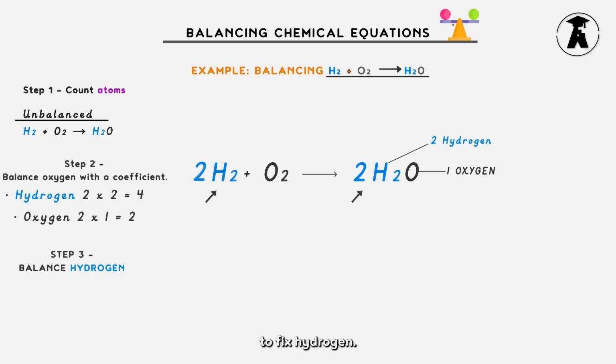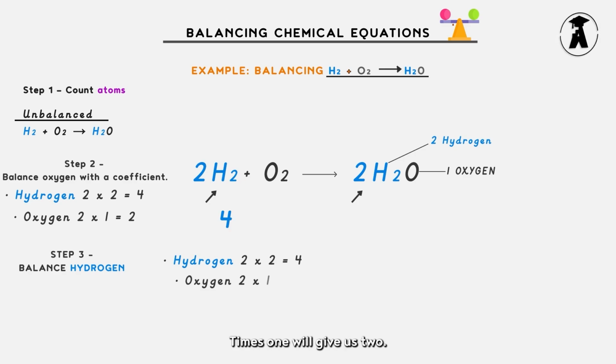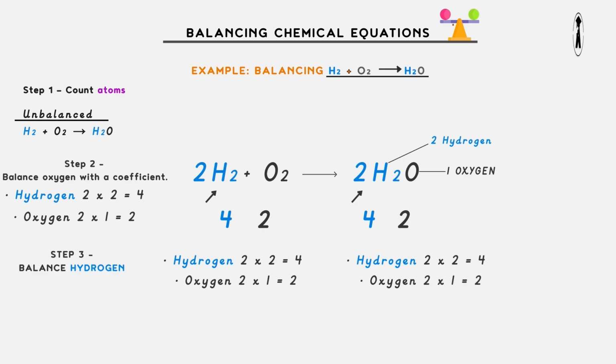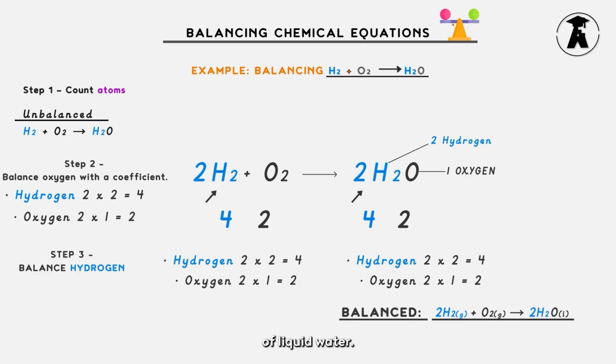To fix hydrogen, put a 2 in front of H2. Now let's check again. On the left side, 2 hydrogen times 2 will give us 4, and 2 oxygen times 1 will give us 2. On the right side, 2 hydrogen times 2 will give us 4, and 2 oxygen times 1 will give us 2. Both sides match perfectly. So our final answer is 2 molecules of hydrogen gas react with 1 molecule of oxygen gas to produce 2 molecules of liquid water.